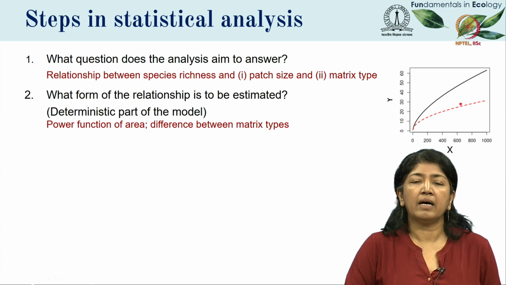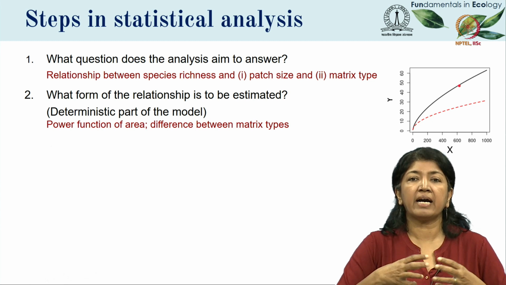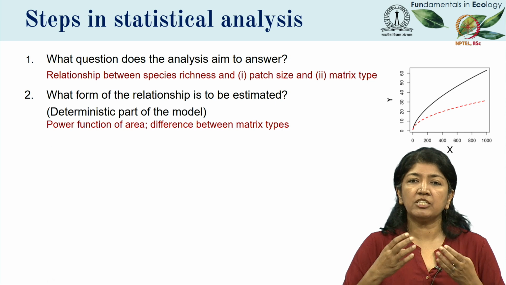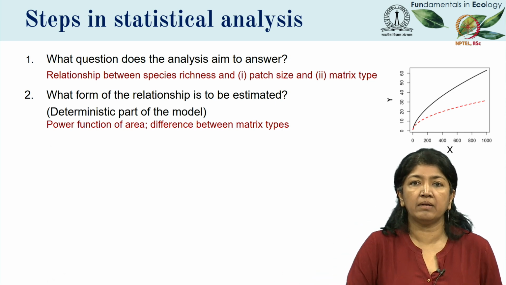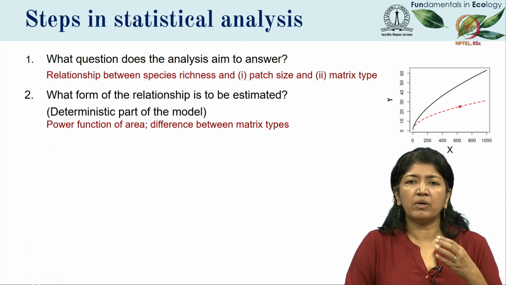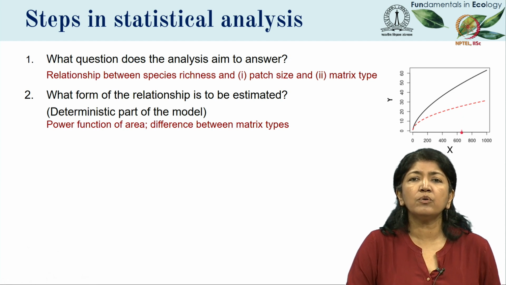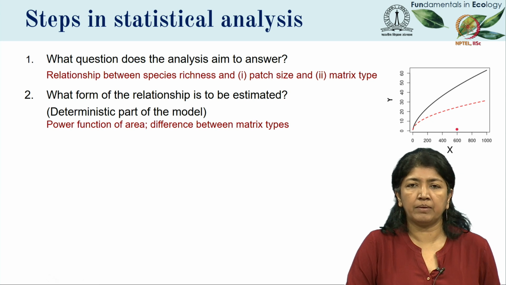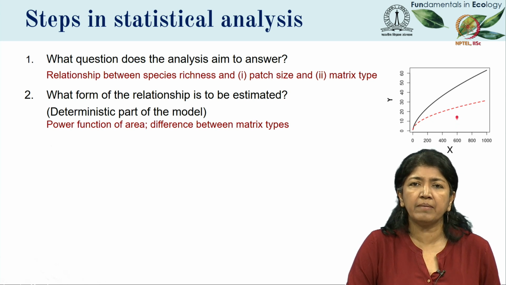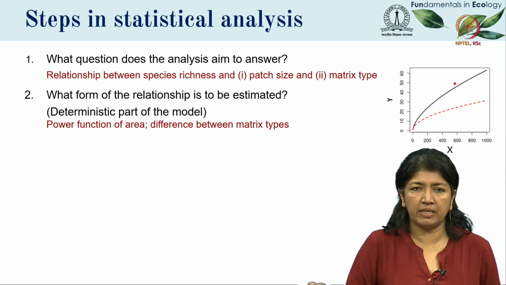So, I expect a matrix that allows for better movement, for better connectivity, I expect species richness to increase much more rapidly than for the same area, a matrix that is not so connective, that is much more resistant to species movement in and out of the habitat patch. You should see fewer species in a habitat patch of the same area, but with a more resistant matrix type around it compared to a more permeable matrix type around it.